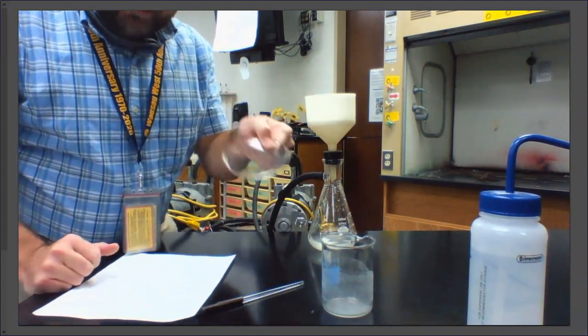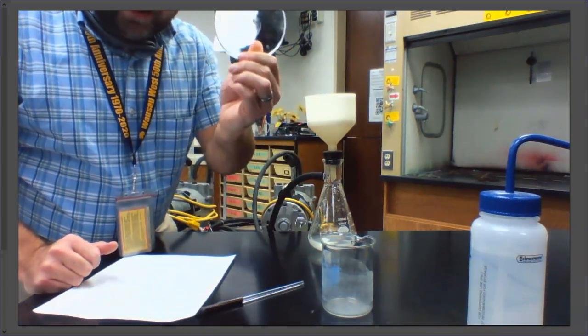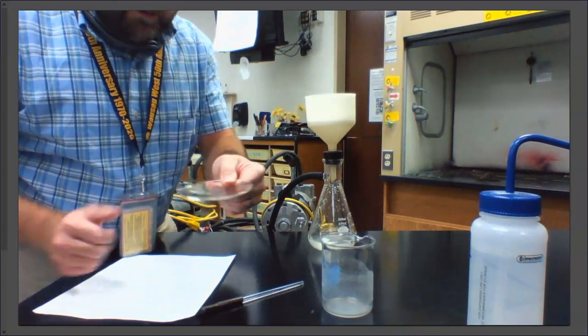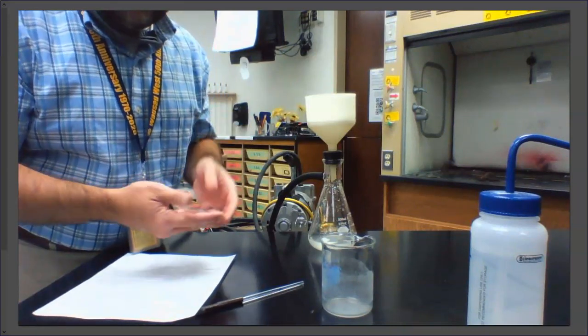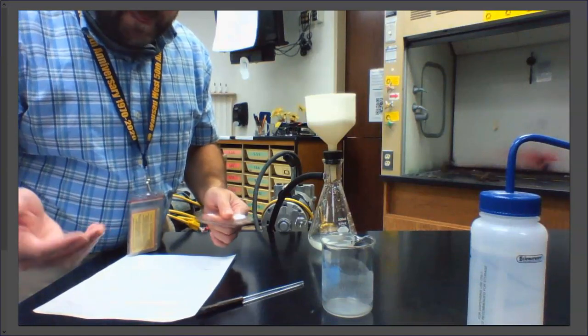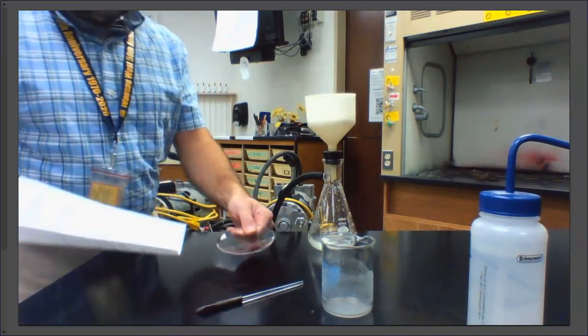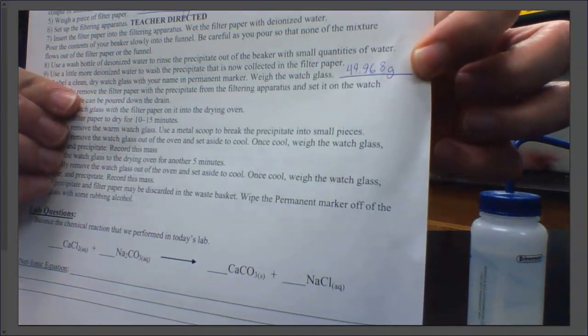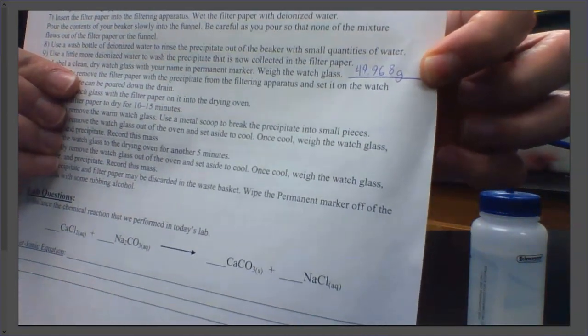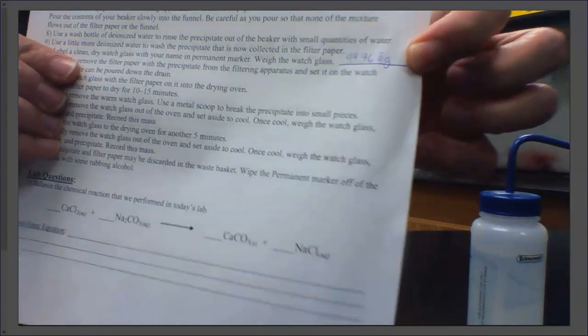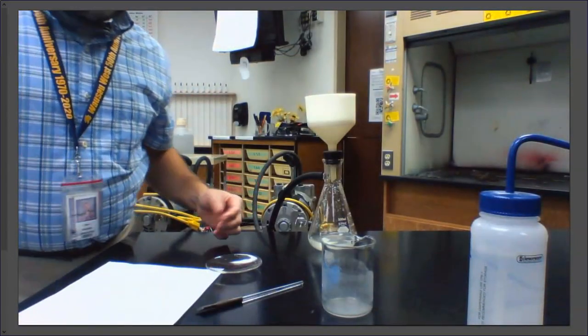This is called a watch glass. It looks basically like a giant contact lens. And it's just a holder for my filter paper because that filter paper is going to be very, very flimsy. So I took the mass of this as well. Okay, that's further down on the procedure. I'll show you that right there. So the mass of my watch glass is 49.968 grams. Again, we're going to need that to analyze the data in just a second.